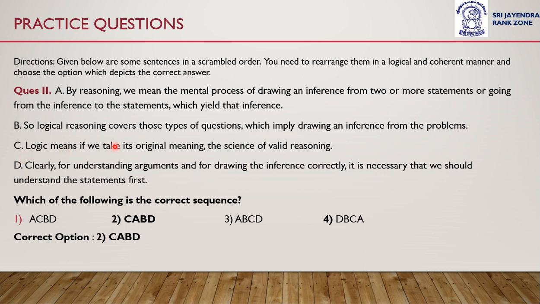Logic means, here logic is being linked to reasoning. Therefore A will follow C because A explains in detail about reasoning. Then will come B, and the last would be D because D is a concluding statement. Therefore, C and D are recognized initially, and A and B are arranged according to their relation with C and D. Okay, so CABD is the correct sequence.